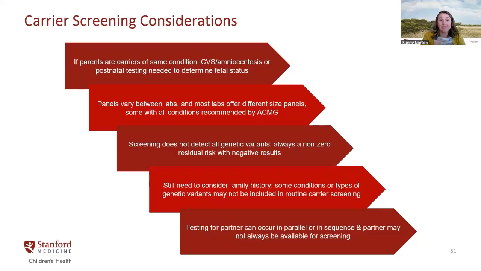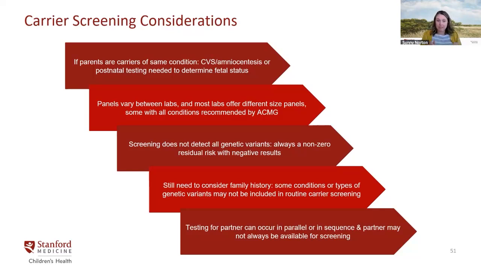Screening does not detect all genetic variants. So with any negative carrier screening result, there will be a non-zero residual risk. There will still be a residual risk for the patient to be a carrier or for the pregnancy. It is not 100%. It is not looking also for all recessive conditions. We would always still consider family history if there are conditions in the family that are not on the panel or specific variants that might not be detected with the panel.